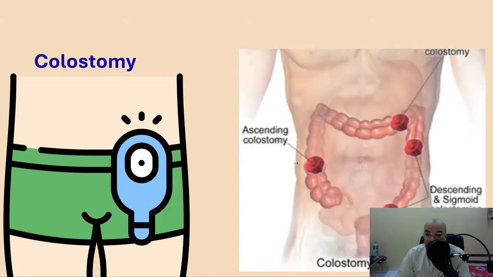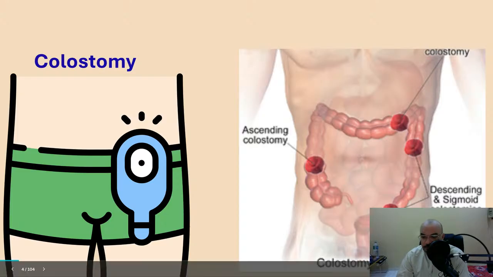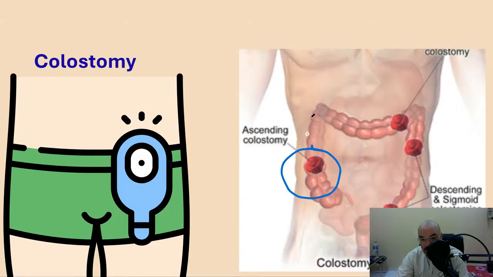So in general here, we revise the anatomy of the stoma. We know that this is the ascending part. To make it clear, we're talking here about the ascending colostomy, so it comes from the ascending part of the large intestine. This is the transverse colostomy. And this is the descending and sigmoid colostomies, which can vary within the descending part of the colon.